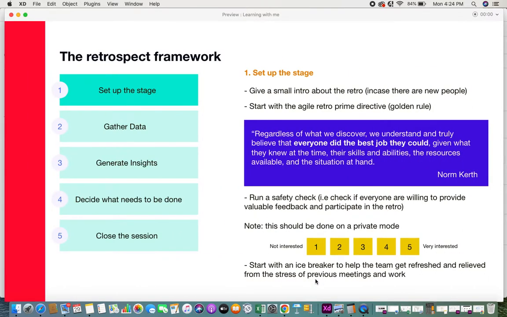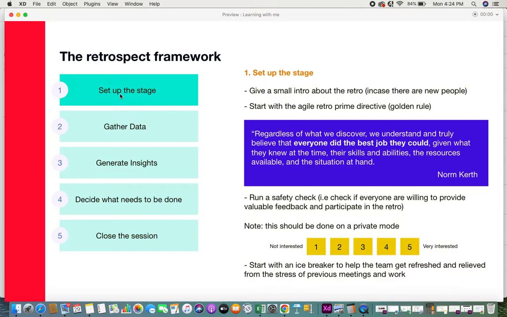So there are basically 5 steps in this entire process. If you see the framework, the first one is setting up the stage. Second one is gather data. Then you generate insights. You decide what needs to be done, and the fifth one is close the session. So now let's look at the first step in this process, which is setting up the stage.